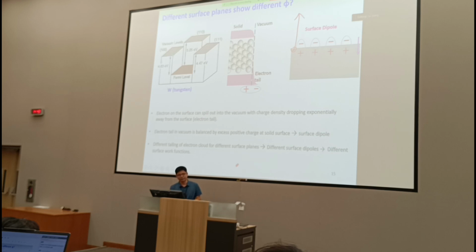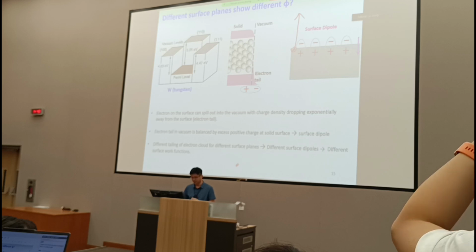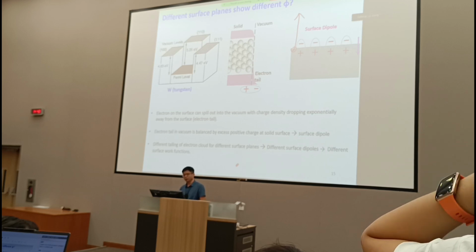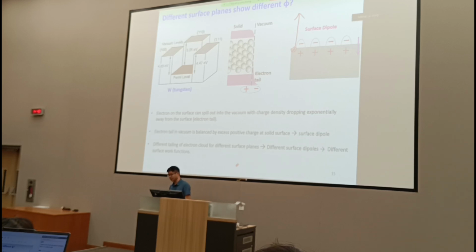A different surface termination actually results in a different magnitude of such a dipole. That's the reason why the termination makes a difference, as it changes the surface dipole. But basically, all the surfaces have this kind of behavior. It's just a matter of how easily electron density can leak into the vacuum. That modifies the surface work function.